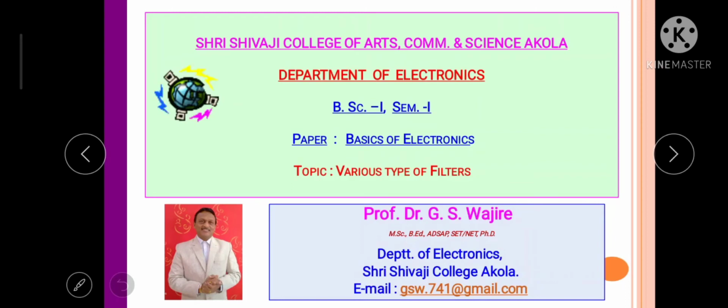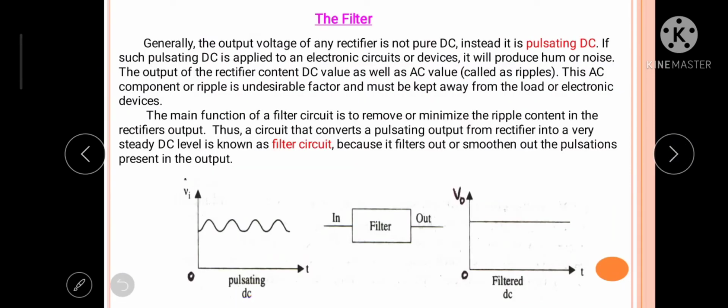Friends, today's topic for discussion is various types of filters. Generally, the output voltage of any rectifier is not pure DC. Instead, it is pulsating DC. If such pulsating DC is applied to electronic circuits or devices, it will produce hum or noise. The output of the rectifier contains a DC value as well as an AC value. These AC values are also called ripples.